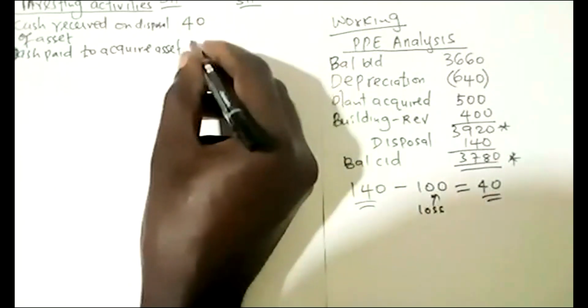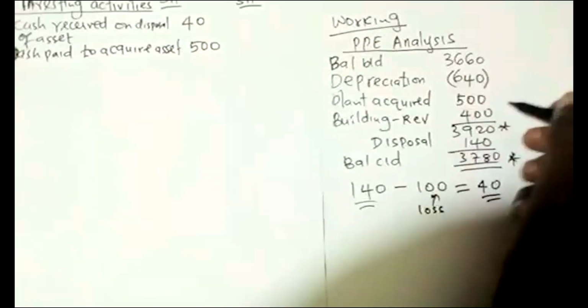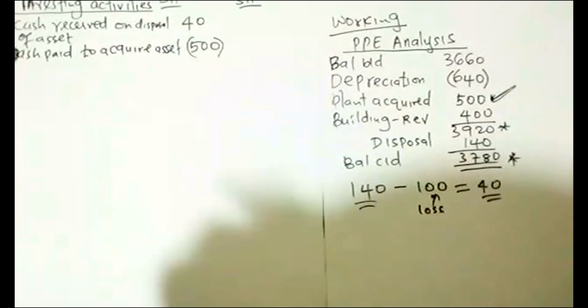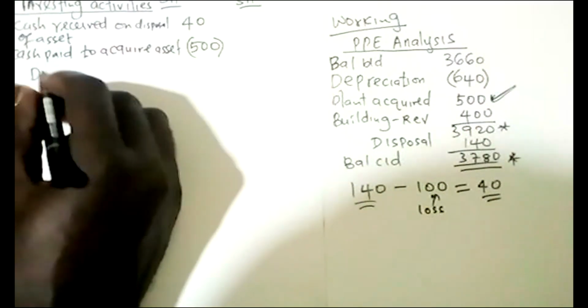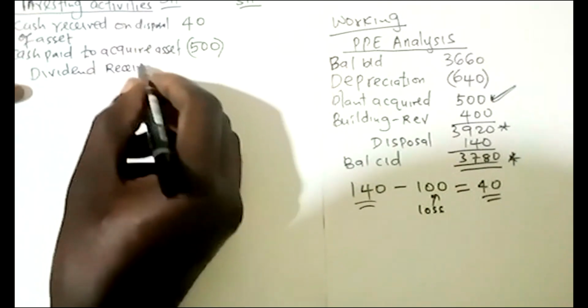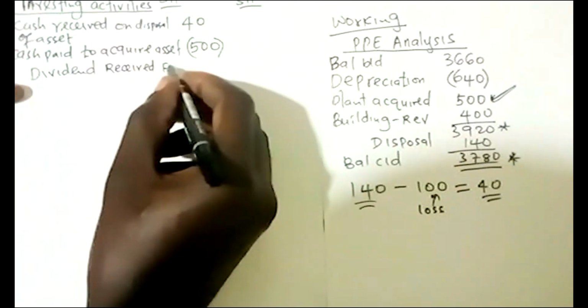Then cash paid was 500. This one you can even pick from here; there's a plant which was acquired. After that, I have to check dividends received. Dividend received from.